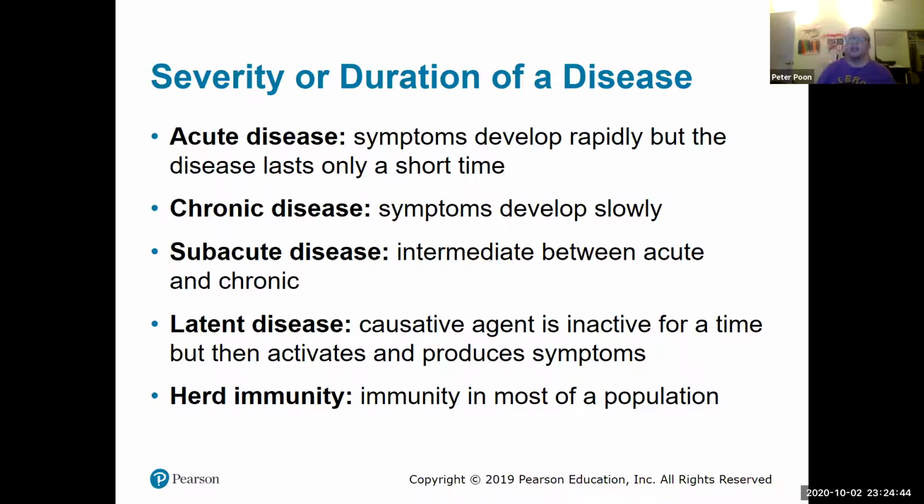Latent disease is when the causative agent is inactive for a period, then reactivates and produces symptoms. The symptoms may be different the second time around than the first time. It's called latent disease. Like cold sores go away and come back, go away and come back. It's always the same disease. Chickenpox goes away and comes back as shingles. It's still a latent disease. Herd immunity is an immunity in most of the population.